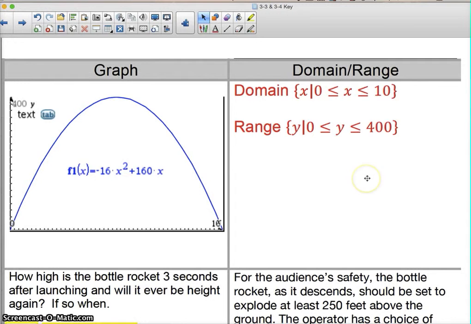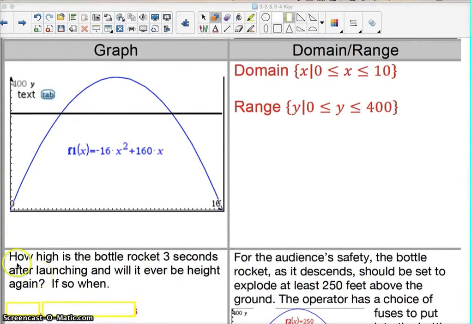All right, now let's go ahead and take a look at our next question. Okay, so if you're not caught up with me, pause it. If you are caught up with me, let's move on. Okay, moving on, it says, how high is the bottle rocket 3 seconds after launching? And will it ever be that height again?